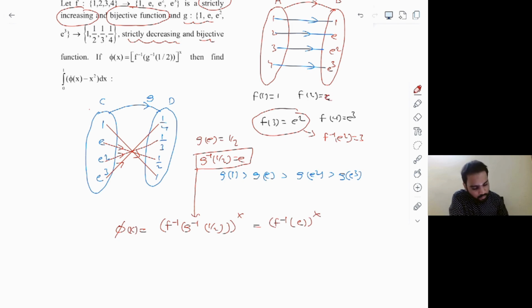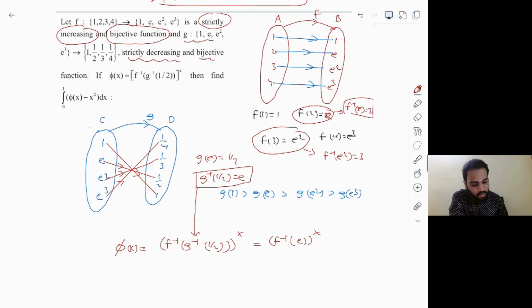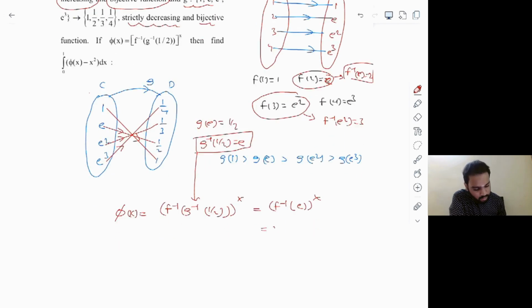Clearly, f of 2 is equal to e, right? So which makes f inverse of e equal to 2. As you can notice, f inverse of e is equal to 2. From the mapping only you can tell, right? And that's how you get your function 2 to the power of x.